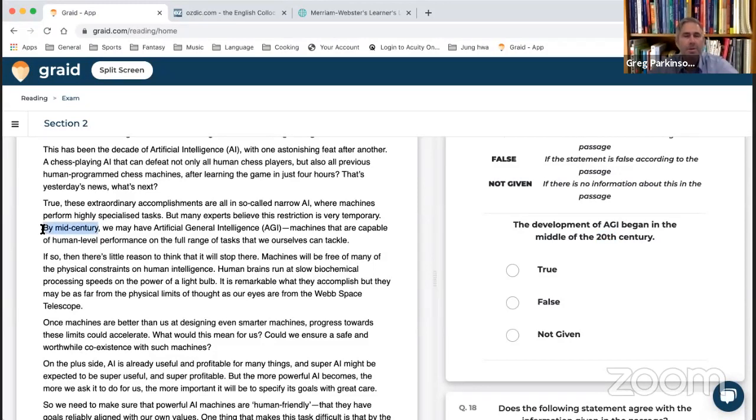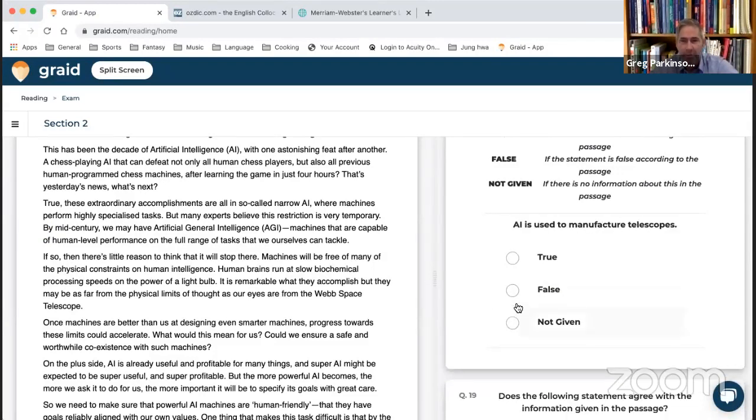Or is it talking about the future? Now, this is the key. It says "by." Now, if your answer is the future, well done. And that obviously means that that is false, right? Because now it's the 21st century. When we say "by," it means a point in the future. So we have another false answer.